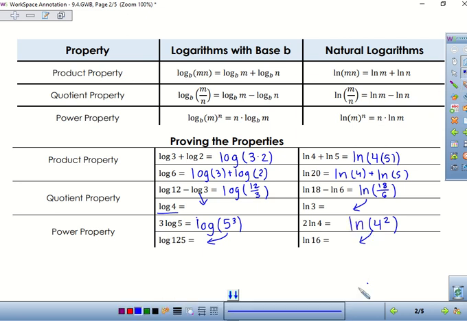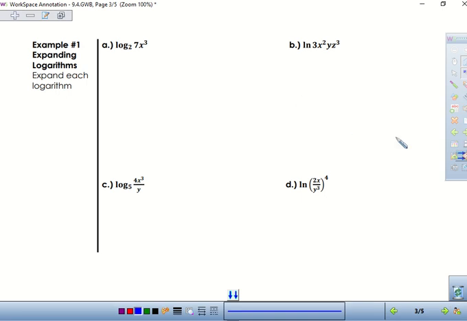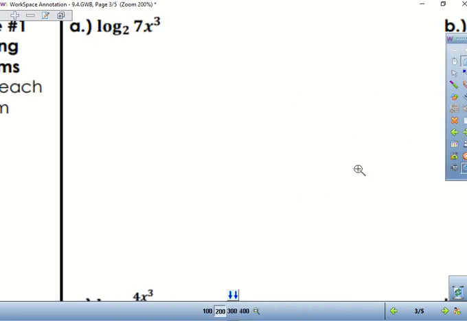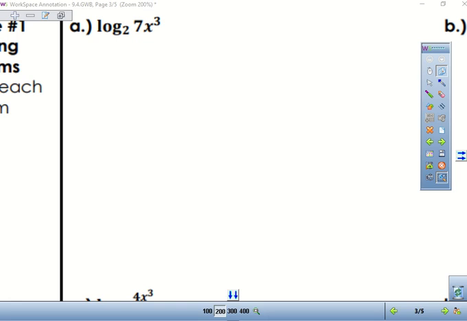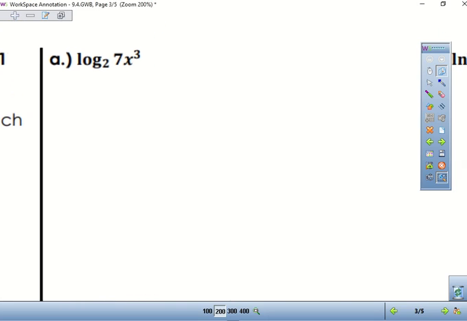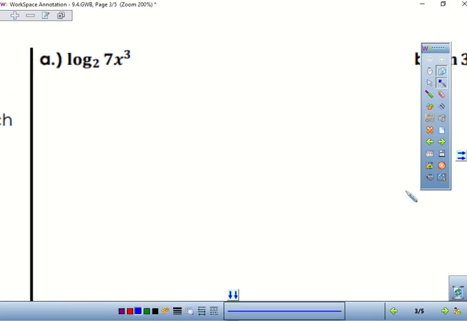We're going to practice expanding and condensing together. All right, so you're just going to apply a bunch of these rules. That's really what it is. Okay, so we're going to expand the following logarithms. So with expansion, your thing's going to get bigger. Okay, so it's going to get bigger. So let's talk about it.